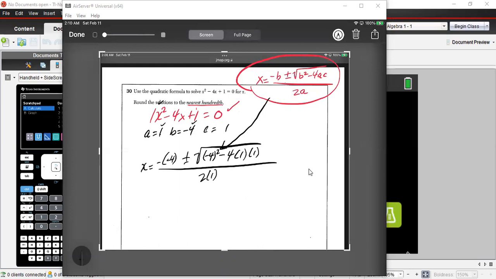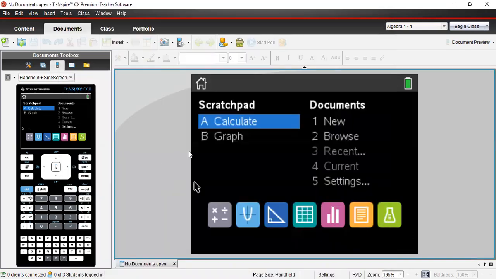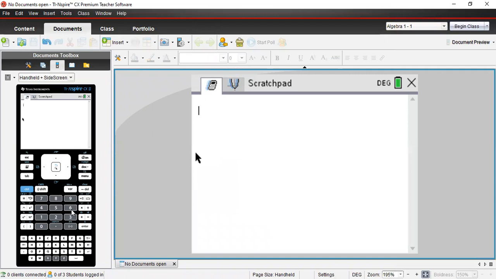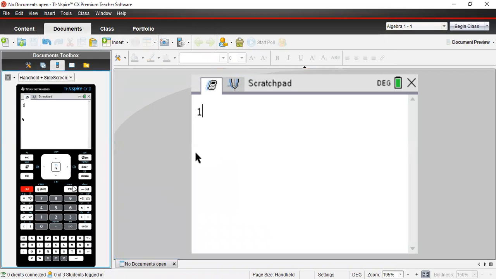Now, I don't want you to use this to calculate. We're going to use what we've been using on the calculator. We're going to store these numbers. We take 1 and store it into A. Then we take negative 4 and store it into B. Then we take positive 1 and store it into C. Boom, it's done.